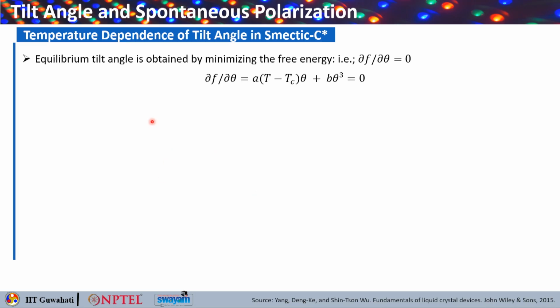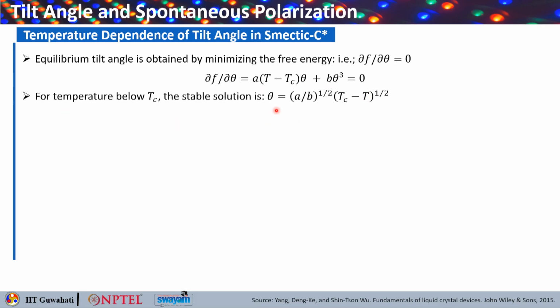Now how do you find the equilibrium tilt angle? That can be obtained by minimizing the free energy. So you minimize this free energy by taking the derivative of F with respect to theta and equating it to 0. That gives you dF by d theta equals A (T minus Tc) theta plus B theta cubed equals 0. You can find solutions for theta below Tc. Whenever T is less than Tc, the stable solution is theta equals square root of A by B times square root of Tc minus T.